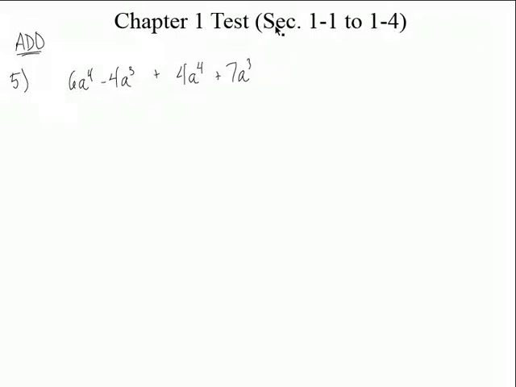Now, if you had a negative or a regular number on the outside of that parentheses, then you'd have to work with it. You have to distribute that number through. But we don't have it in this situation, so now we can just add the like terms.